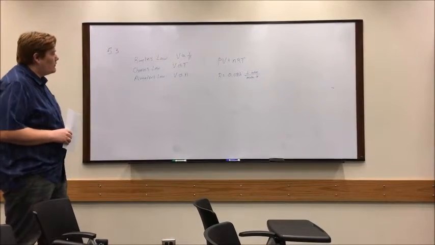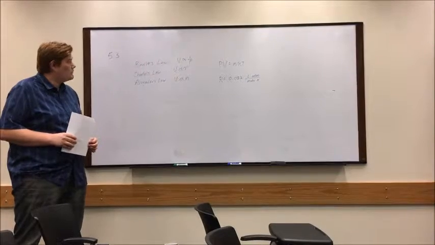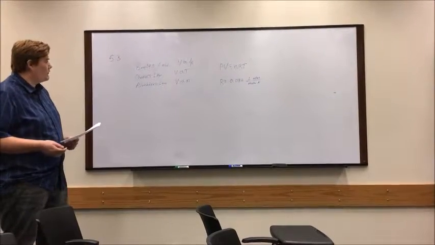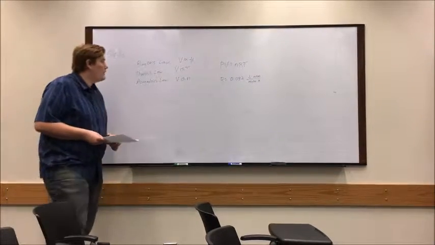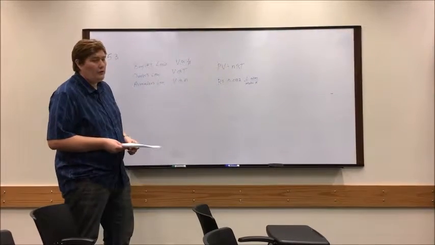For Charles' law, volume is directly proportional to temperature. And for Avogadro's law, the volume of a gas is directly proportional to the number of moles or the amount of gas. So when you combine these 3 laws, you arrive at what is known as the ideal gas law, which is PV = nRT.